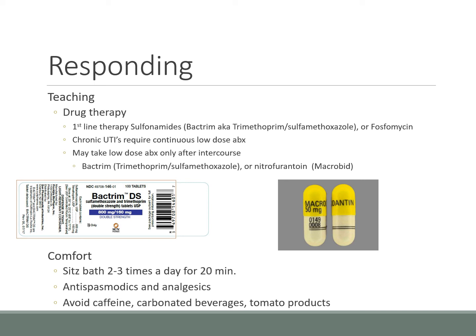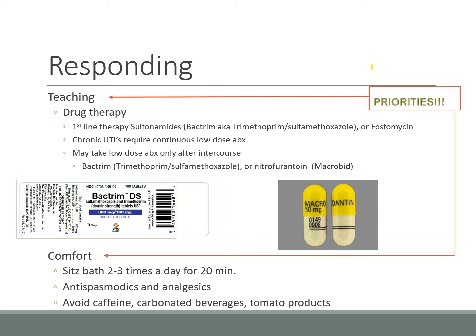Well, let's just say that even though we've tried to prevent a UTI, it has occurred. So what do we do? The first thing we're going to do is drug therapy. And then the second thing is comfort. These are your 2 main priorities.